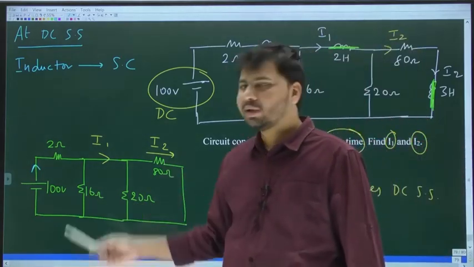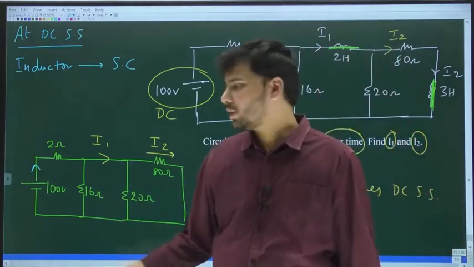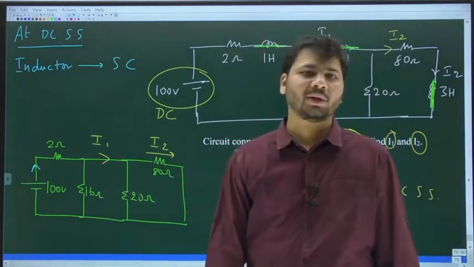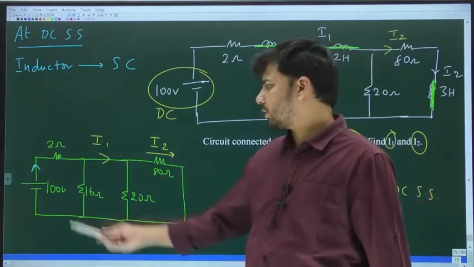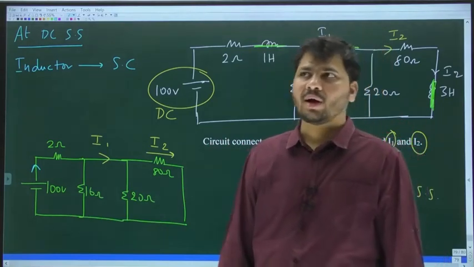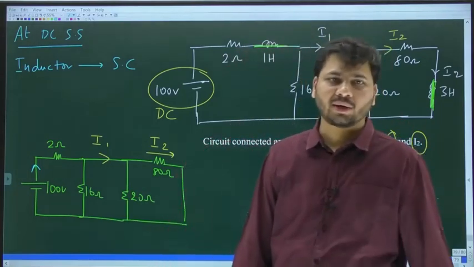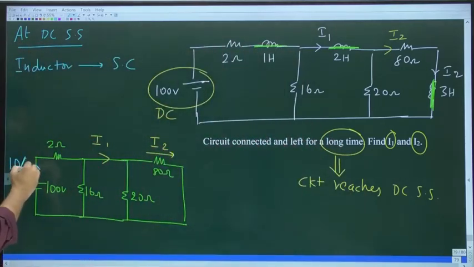Then 16 and 16 both are in parallel. 16 parallel 16 is 8. Then 8 will be in series with 2. 8 in series with 2 is 10. So what is the net resistance across a 100 volt source? It is 10 ohms. 100 volts divided by 10 ohms is 10 amps. That means the current drawn from the voltage source is 10 amps.